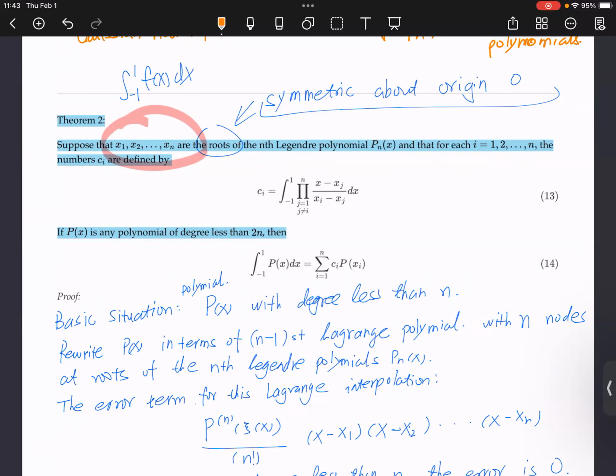This part is telling you that if you use the Gaussian quadrature, you would get a degree of precision of 2n minus 1. So we have two things to prove. Not two things, we just have one thing to prove. We need to prove that the degree of precision is less than 2n, and the highest degree of precision is 2n minus 1.